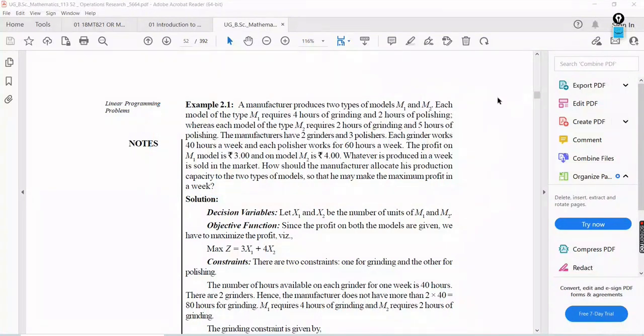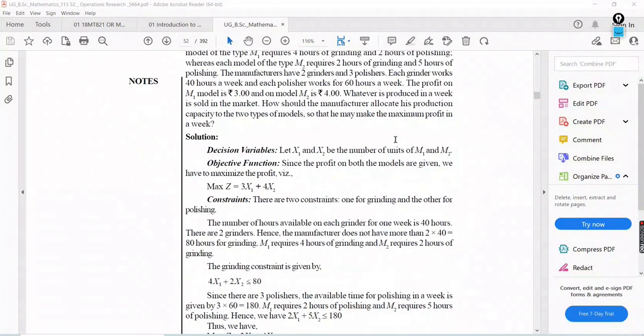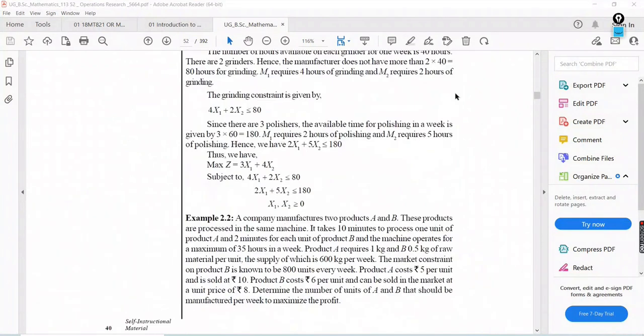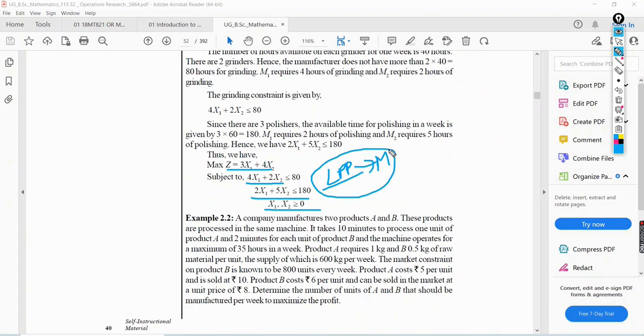You can see that whatever expressions are here, all of these are linear equations, not non-linear equations. Keep that in mind. That's why it is called a linear programming problem model. This is very important from the examination point of view, in how to model the given numerical, so you can remember it.